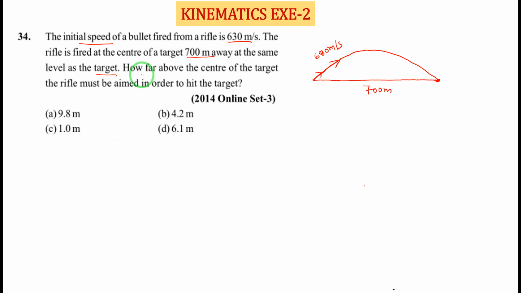Now the question is how far above the center. So this is the target. How far above? So you will draw a line like this, and the rifle is aiming at this point A, and the center is B, right? So basically the length AB, which I call y, is to be found according to this question. Here this is the angle of projection.